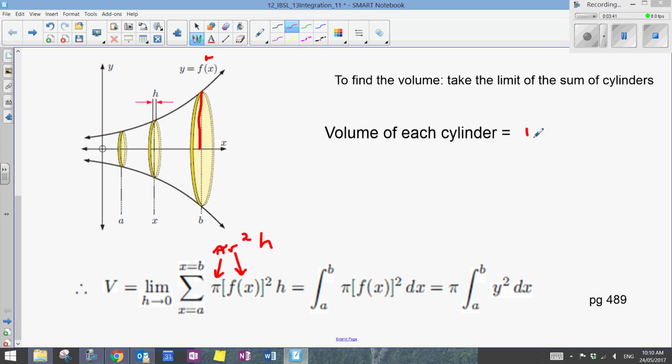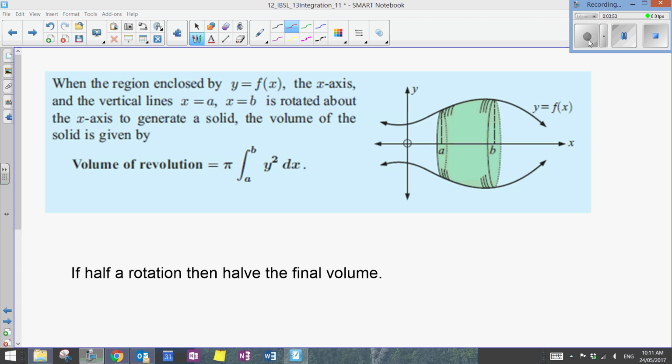We just discussed this: pi r squared multiplied by h is how that gets replaced now that we have an actual area that we are rotating in terms of integration. In your textbook, the definition is: when the region enclosed by your function and the x-axis and bounded by the vertical lines at x equals a and x equals b is rotated, you can find the volume of the solid using pi multiplied by the integral from a to b of your function, your y value, squared, with respect to x.